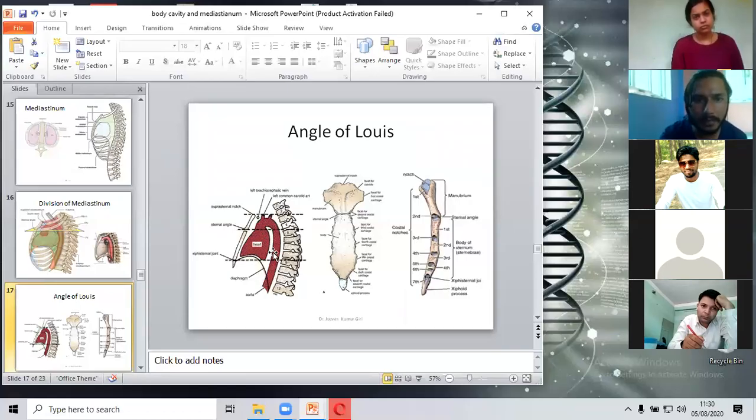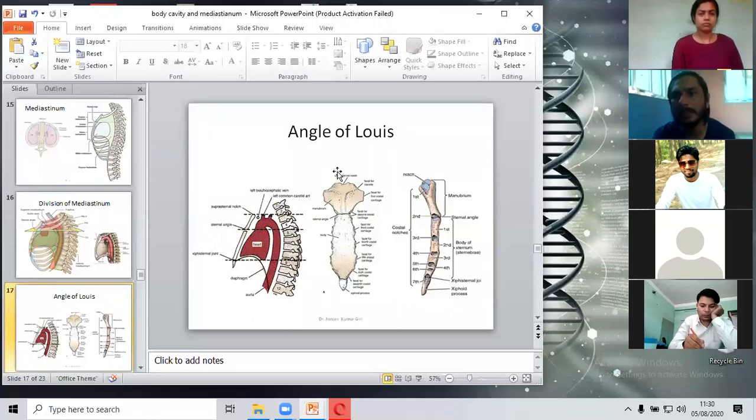Can you see one great vessel here? Great vessels, can you see here? This is the arch of aorta actually. From the heart, there is the beginning of the ascending aorta, then it continues as the arch of aorta, then the descending aorta. So at the level of the sternal angle, there is the beginning of the arch of aorta and the termination of the arch of aorta.